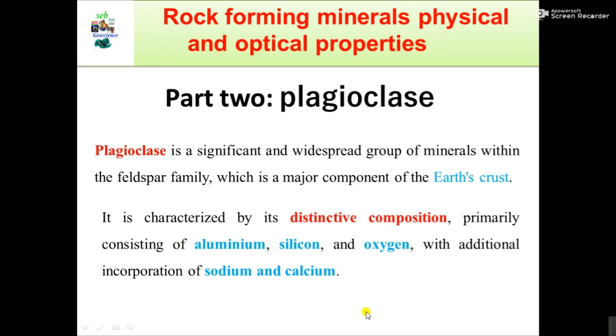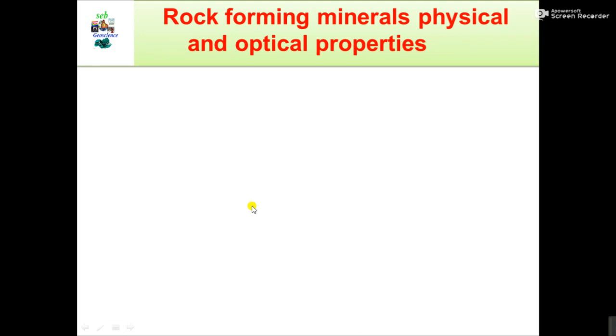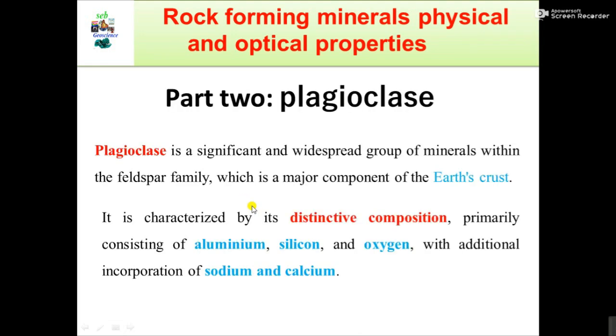Plagioclase is a significant and widespread group of minerals within the feldspar family. Simply, Plagioclase is a feldspar group, which is a major component of the Earth's crust. It is characterized by its distinctive composition, primarily consisting of aluminum, silicon, and oxygen, with additional incorporation or impurity of sodium and calcium elements.